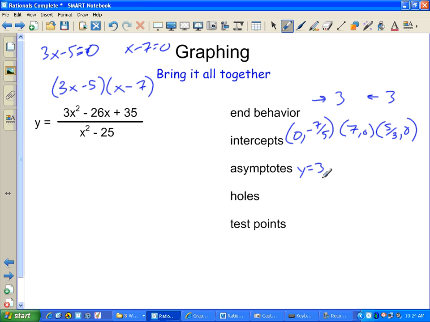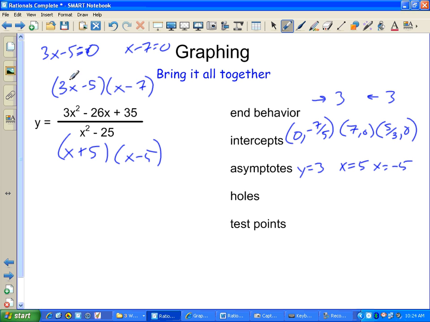Okay, so I've got my horizontal asymptote. I also need any vertical asymptotes that I would have. Vertical asymptotes come from the denominator. Okay, so if I factor my denominator, I get x plus 5, x minus 5. So I have asymptotes at x equals 5 and x equals negative 5.